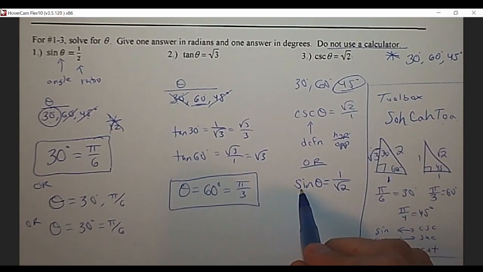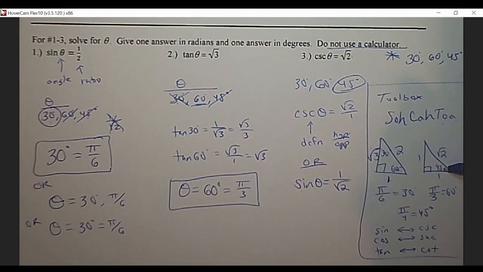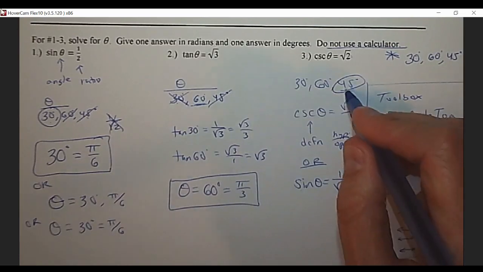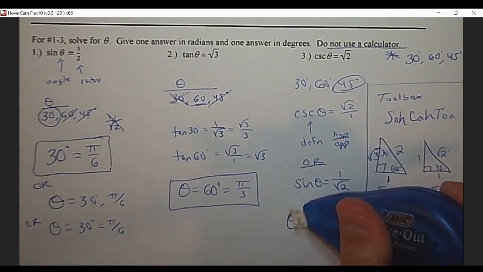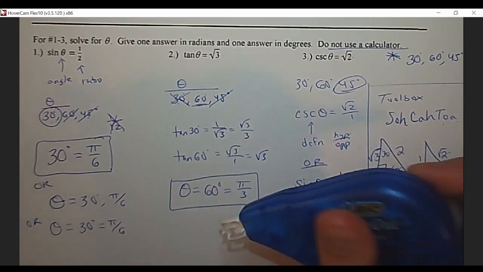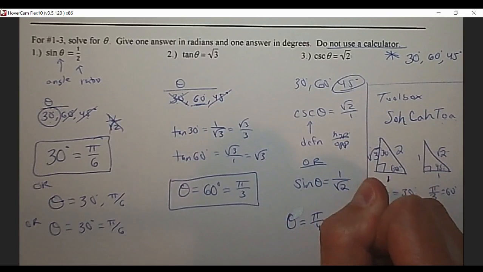So since we're dealing with sine, this is opposite over hypotenuse. For 45 degrees, opposite over hypotenuse is 1 over radical 2. So we found what we wanted. The answer is 45. I don't know why I put degrees on that theta. Let me get rid of that. Okay. So the answer is 45 degrees, which is pi over 4 in radians.